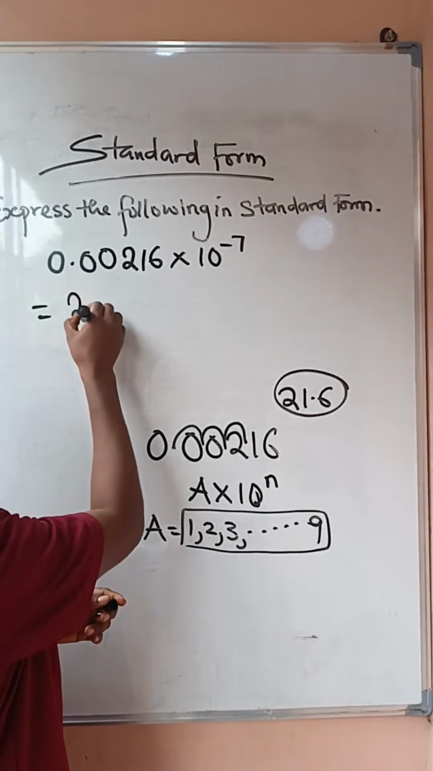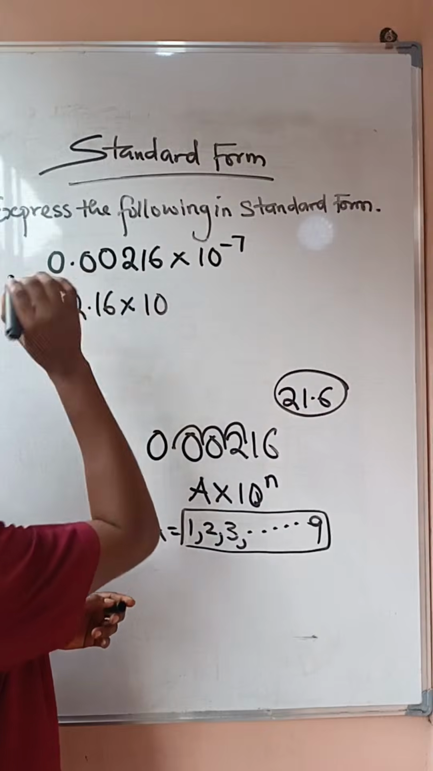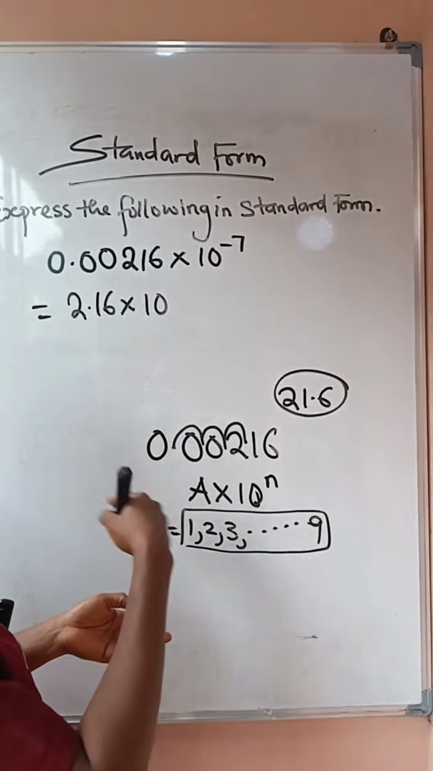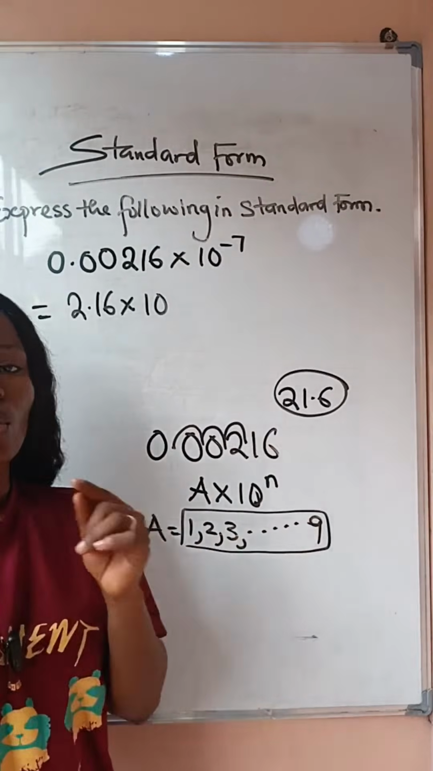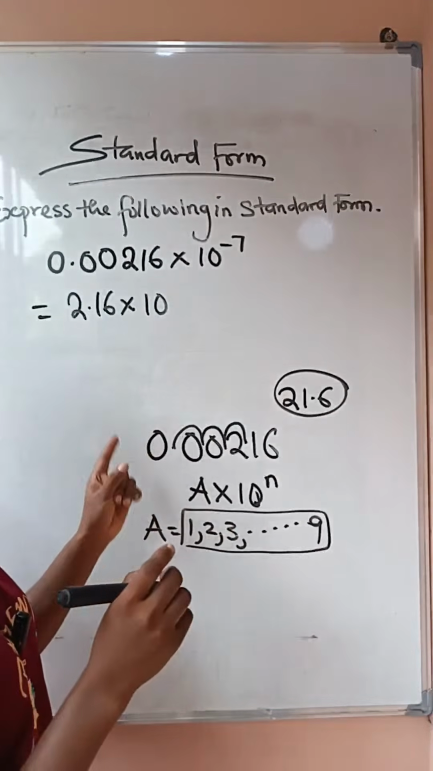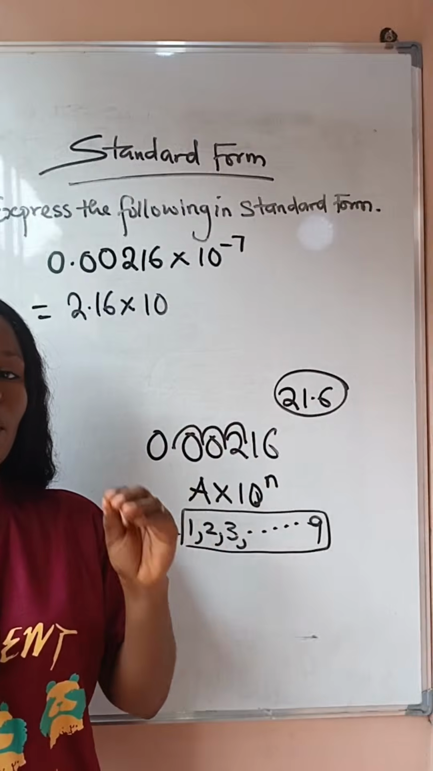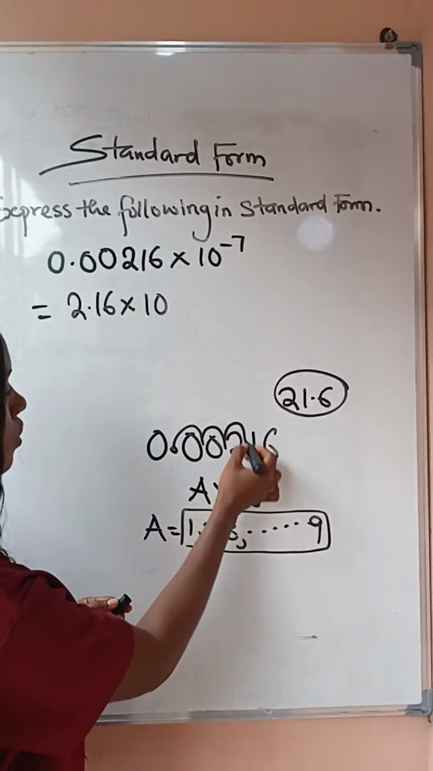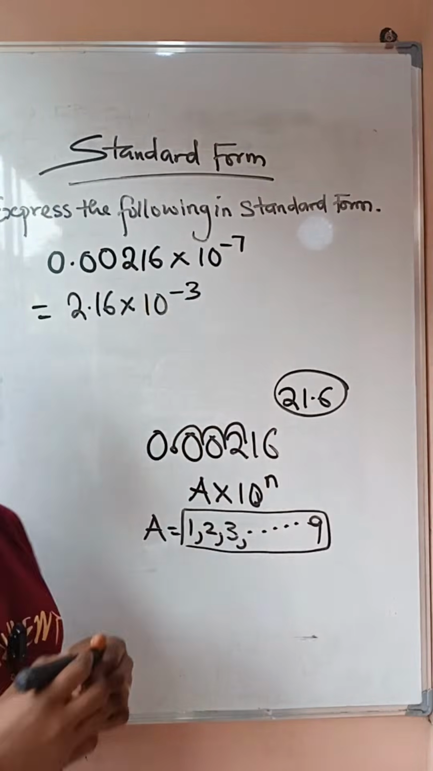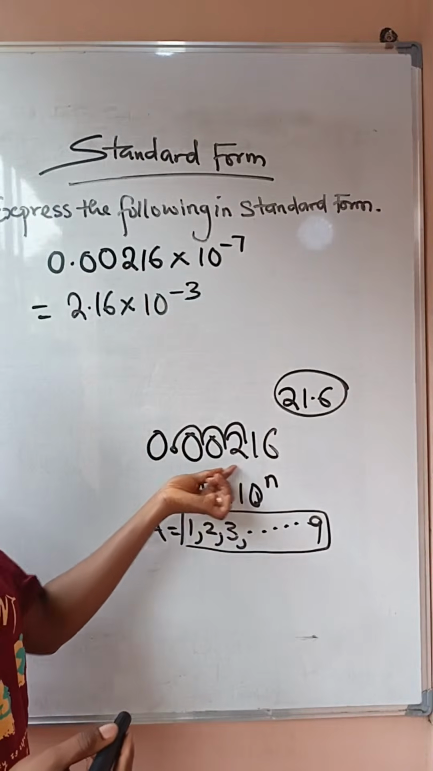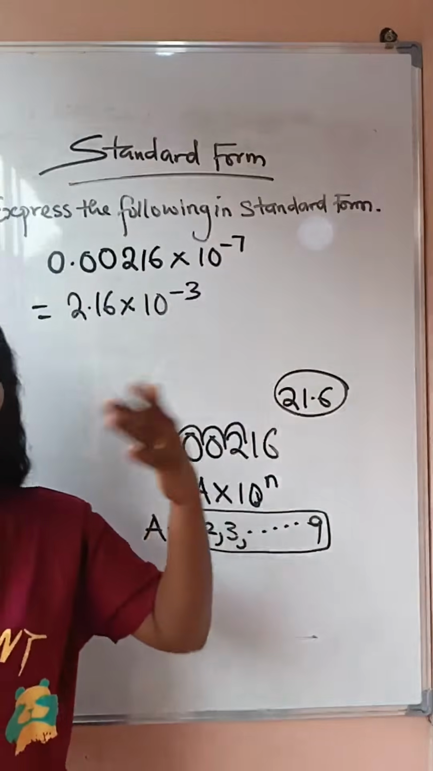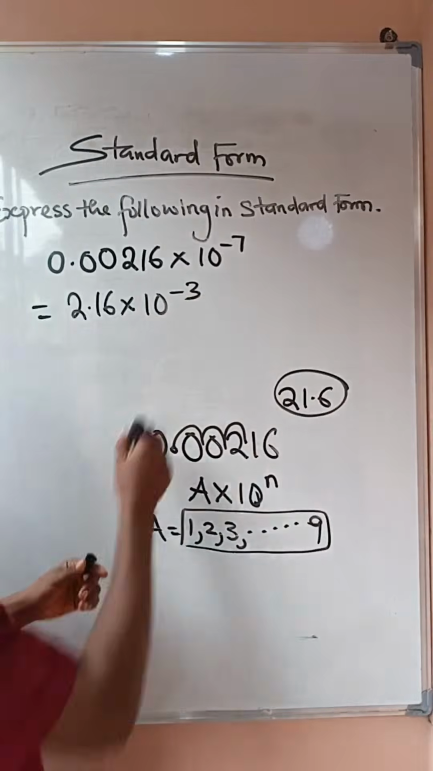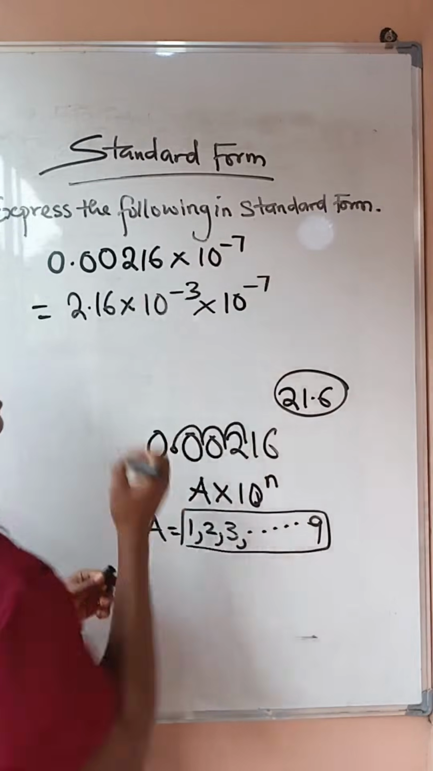So I'll now write 2.16 times 10 to the power of. Now remember that if you are changing a number to standard form, if you move your decimal point to the right, your n becomes negative. If you move your decimal point to the left, your n becomes positive. You can see that we shifted this decimal point to the right. How many times? 1, 2, 3. So it's going to be negative 3. Another way to do that is once you see a decimal less than 1, your n is definitely going to be negative. All right. So now we have 2.16 times 10 to the power of minus 3 times 10 to the power of minus 7.